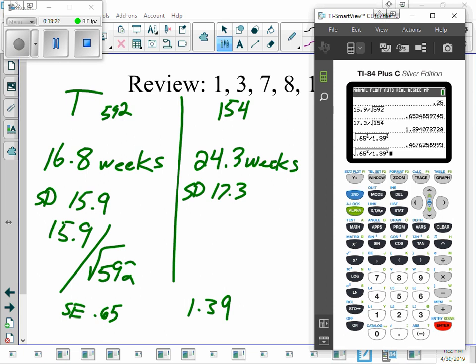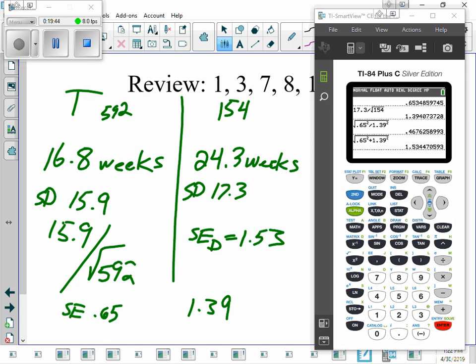The SE difference has to be bigger than the average, but smaller than the sum. So I need to go through here and change that to a plus. That looks better. So my SE for difference is 1.53.